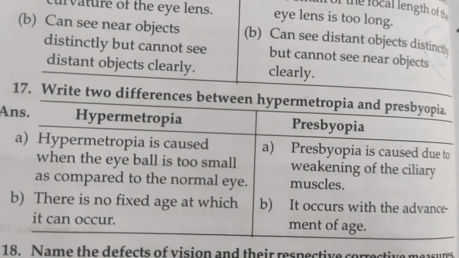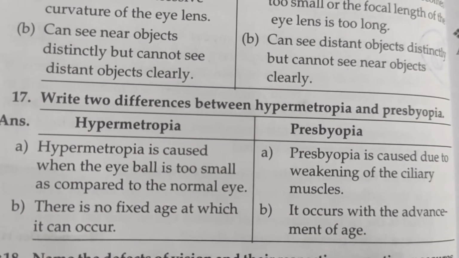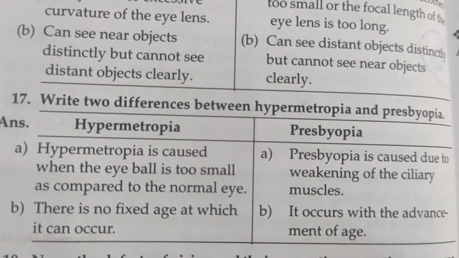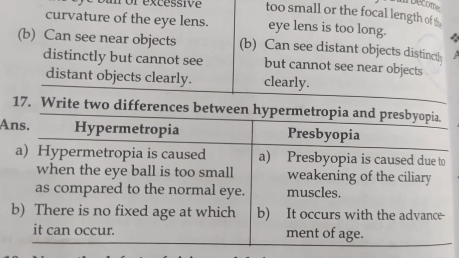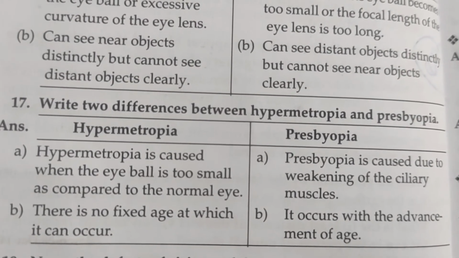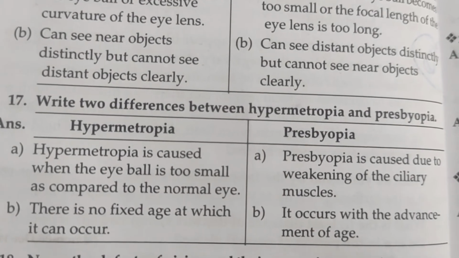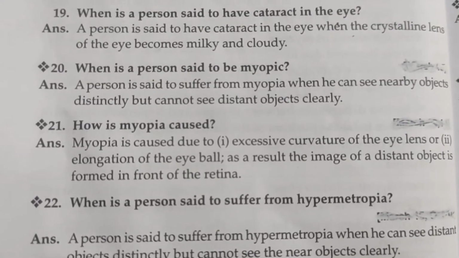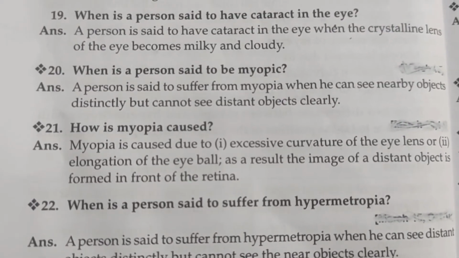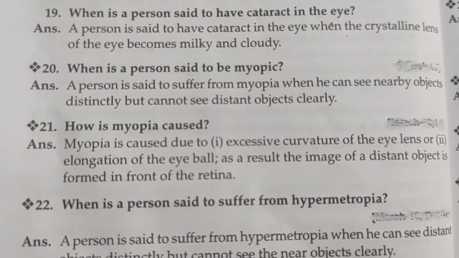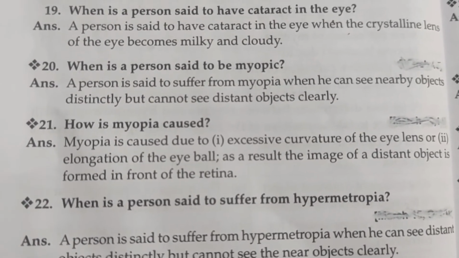Write two differences between hypermetropia and presbyopia. Hypermetropia is caused when the eyeball is too small as compared to the normal eye. Presbyopia is caused due to weakening of the ciliary muscles. Hypermetropia has no fixed age at which it can occur. Presbyopia occurs with the advancement of age. When is a person said to have cataract in the eye? A person is said to have cataract in the eye when the crystalline lens of the eye becomes milky and cloudy.